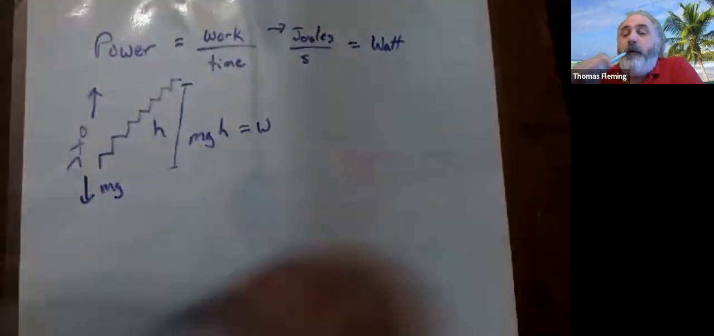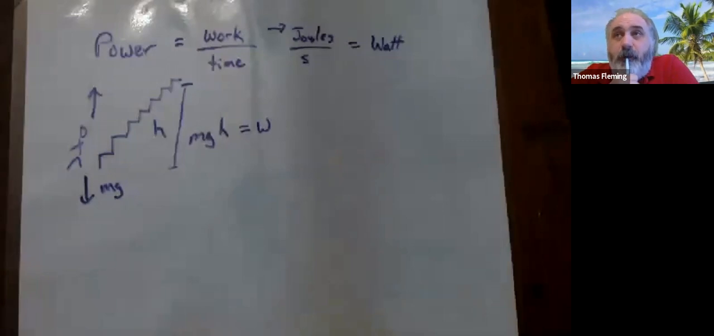Now, here's a question. If I run up the stairs at a constant speed of 5 meters per second, will that require more or less work than if I walk up the stairs at 2 meters per second?